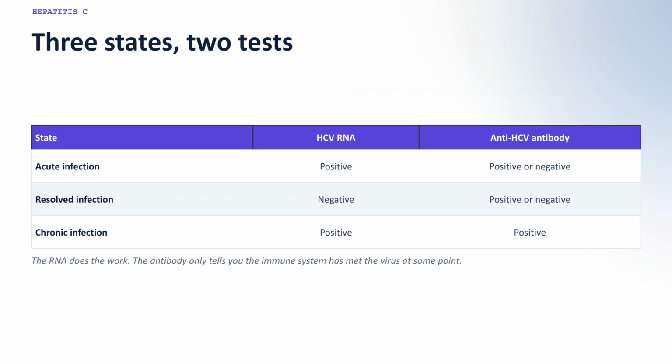3 states and 2 tests. Acute infection means the RNA is positive, and the antibody may or may not have appeared yet. Resolved infection means the RNA is negative, with the antibody either present or, over time, gone. Chronic infection means both the RNA and the antibody are positive. So the RNA does all the work. The antibody only tells you the immune system has met this virus at some point in the past. If you remember one thing about hepatitis C testing, remember that.